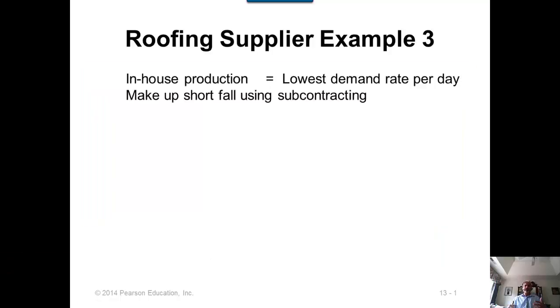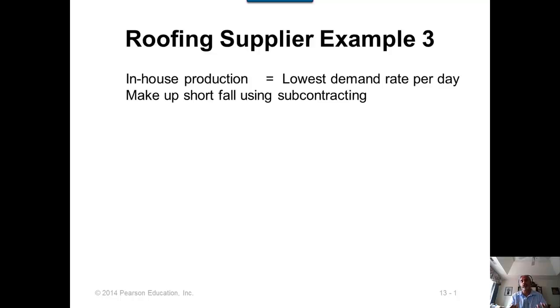Now let's look at another approach. Suppose we want to set the production level to equal the lowest demand rate per day. So that way you will never have idle time, because at the very least you have to produce that amount. Now anything over that, let's assume that we're going to do subcontracting. So we'll maintain a level workforce at the lowest possible demand rate. And then anything over that would be subcontracted.